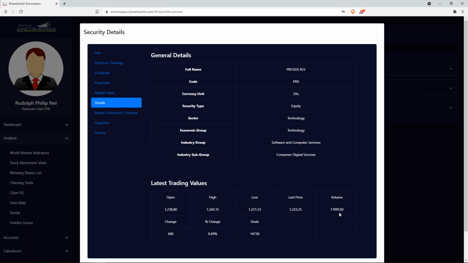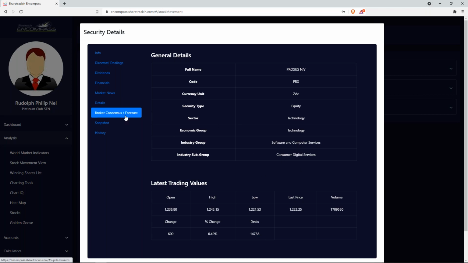Now, the volume is the amount of shares that's been traded on the JSE or on the share, and then the deals that's been made. So that amount of volume with that amount of deals. Okay, so that's basically the amount of transactions that's been done on PRX for today.